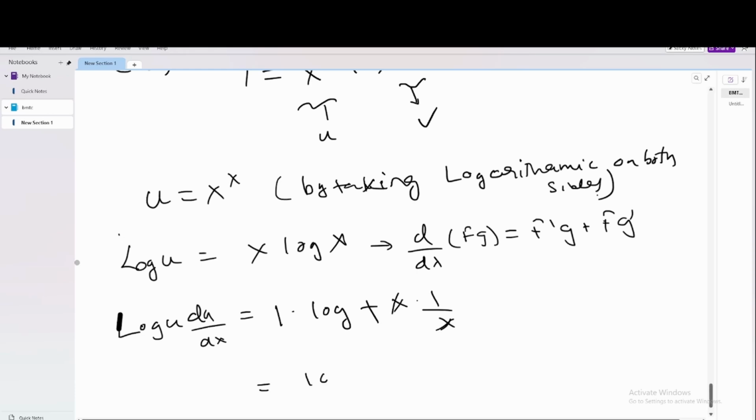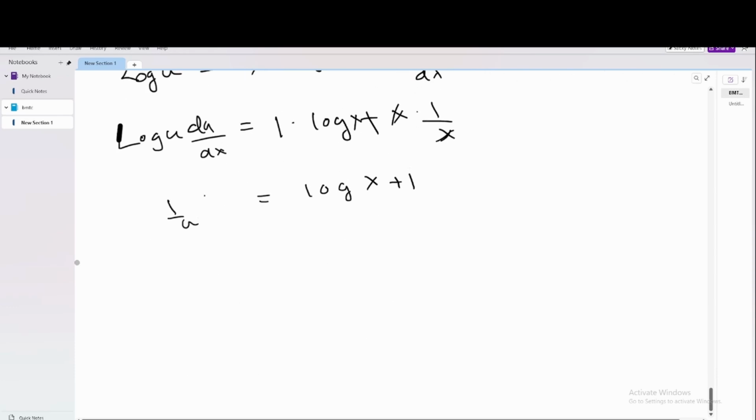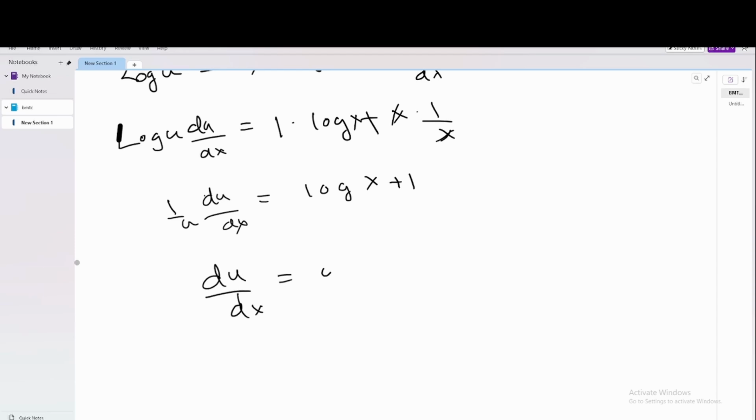So log x plus 1 is equal to 1 by u into du by dx. When we multiply both sides by u, it will be du by dx is equal to u into log x plus 1. This is the first term.